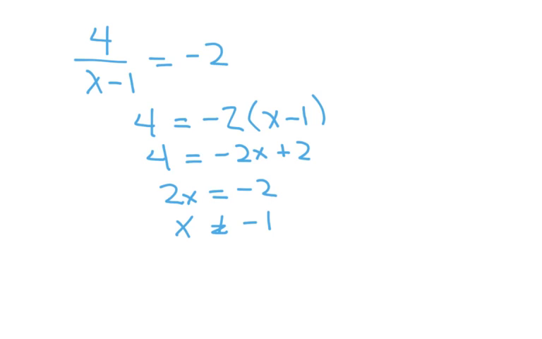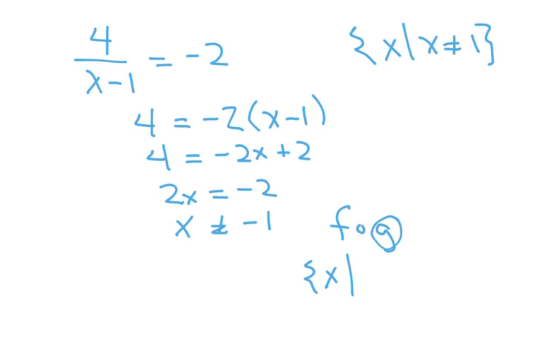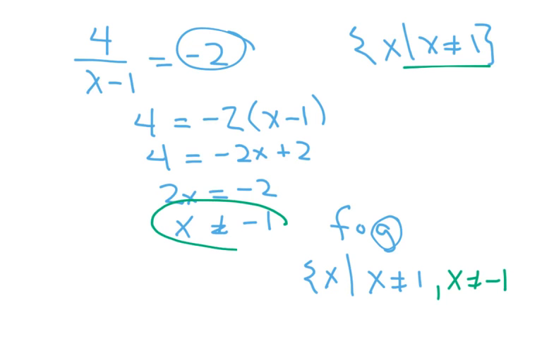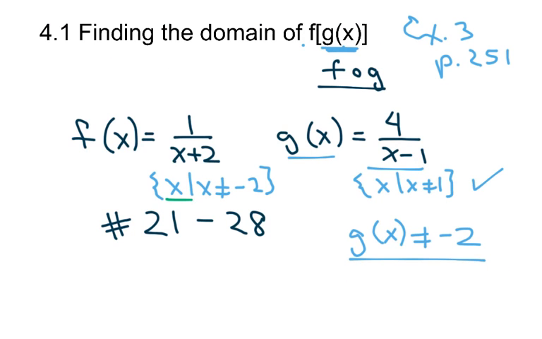So we recall that x cannot be 1. So what we're going to take, for our domain of f of g, is x, because we're mainly looking at g and what g cannot equal. So it can't be 1 from the previous page, and it also can't be -1. So there it is. We don't put the -2 here. We just use that to find out what x cannot equal.